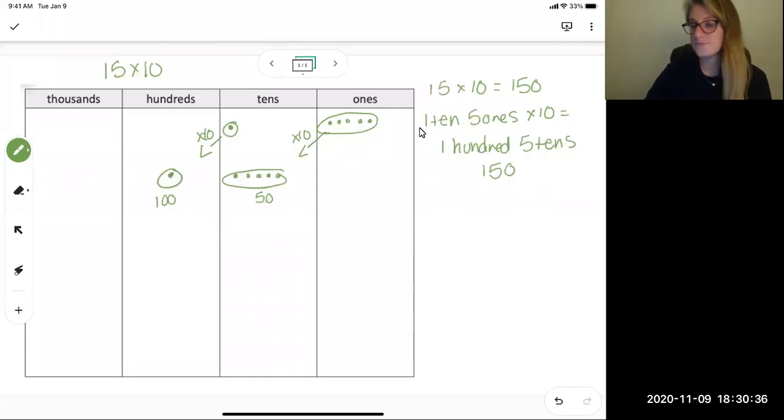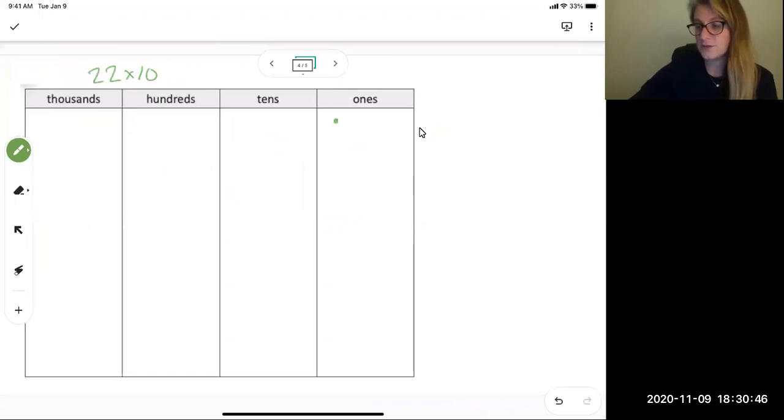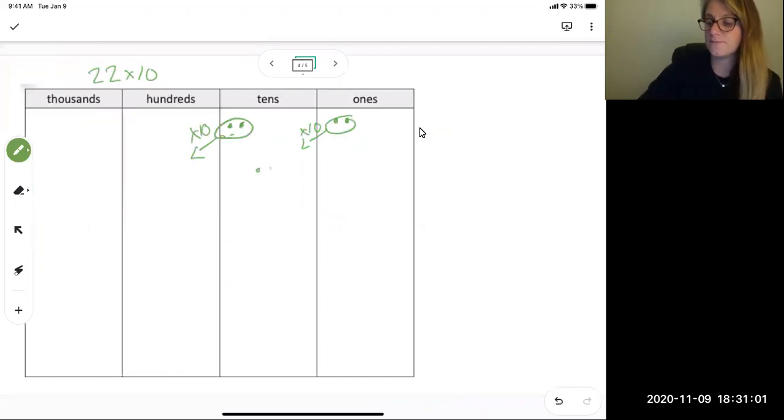Okay, let's try another one. Let's try 22 times 10. We're going to start doing the same thing. We'll represent 22 in our place value chart with our discs, and then we're going to take and multiply those by 10. What do you end up with?